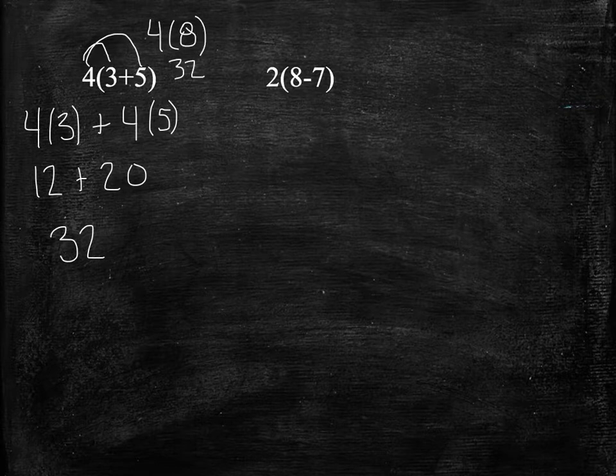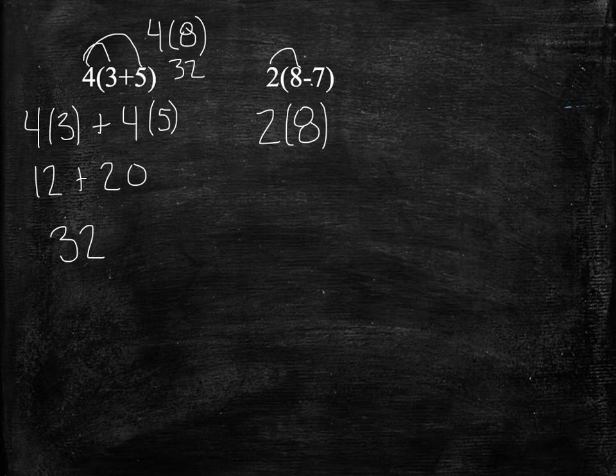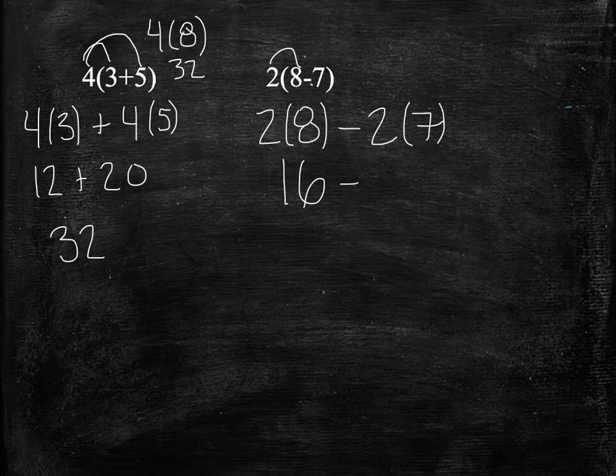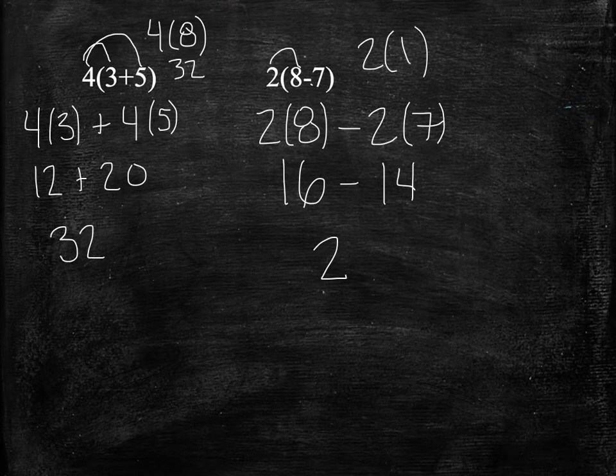I'll show you the same thing here. This would be 2 times 8 minus 2 times 7. 2 times 8 is 16, minus 2 times 7 is 14. That's equal to 2. If I was to solve this normally, it would be 2 times 8 minus 7 is 1, which is equal to 2. So it shows you that no matter how I solve it, it equals the same thing.